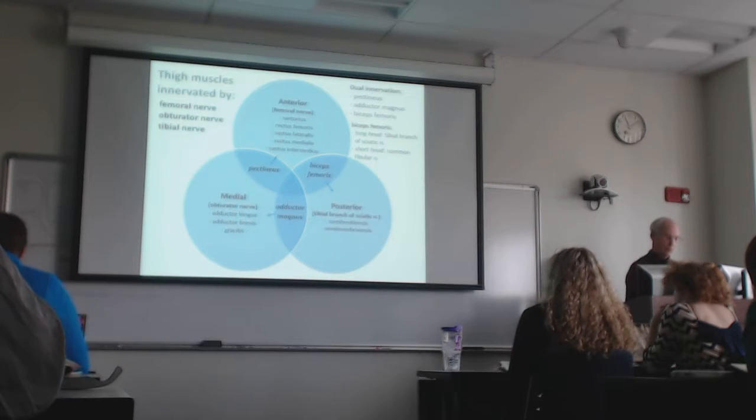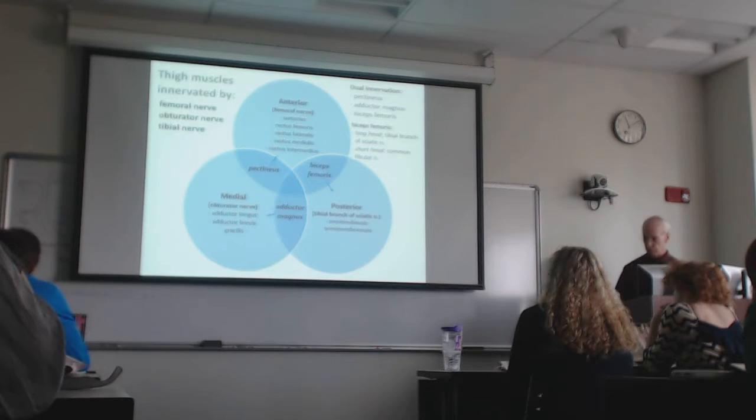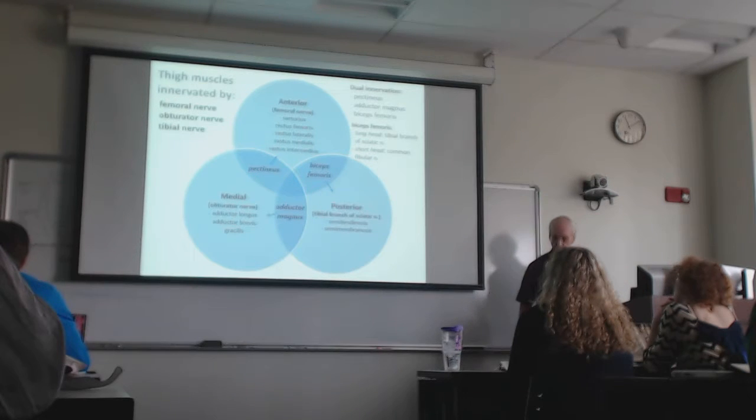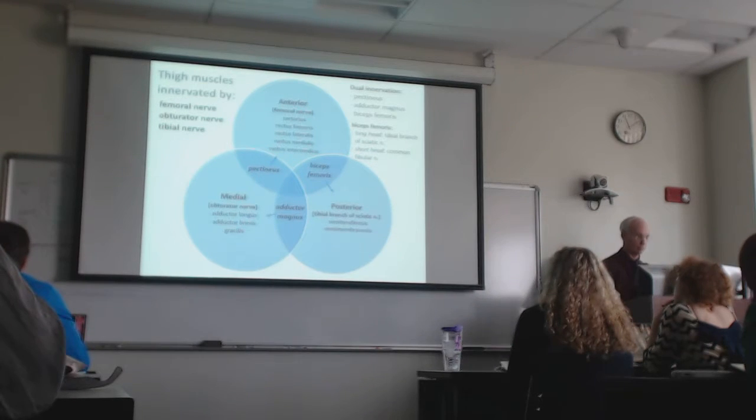But at where these circles intersect, what have I included? I've included three muscles: the pectineus, the biceps femoris, and the adductor magnus. They're a little unusual in that in most individuals, not all, but in most, these muscles, the pectineus, biceps femoris, and the adductor magnus, have dual innervation.